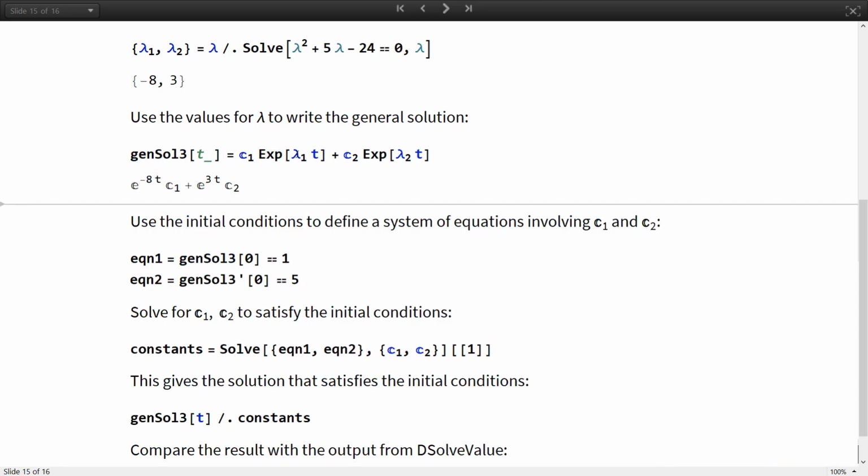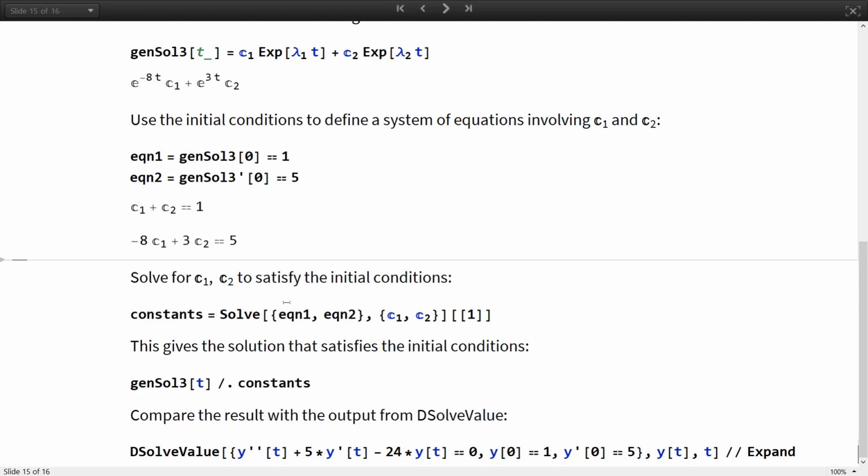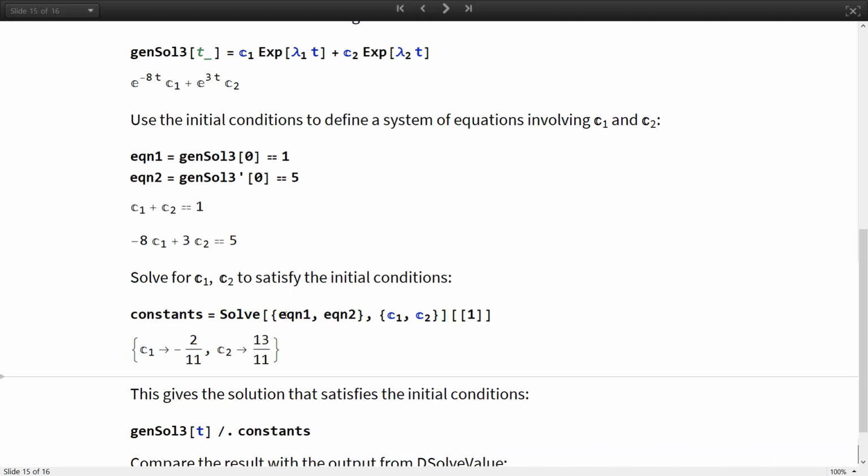All that is left to do now is use the initial conditions to find the value for the constants. Use the initial conditions to write a system of two equations involving the two constants. We can then use Solve to find the values for C1 and C2.